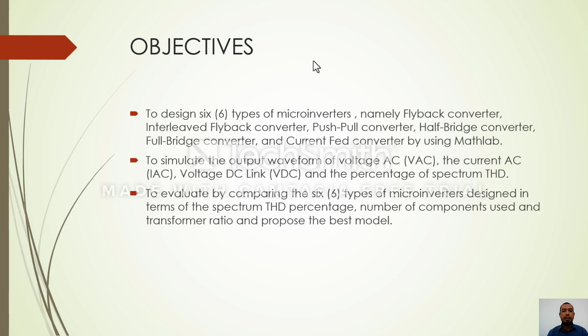The objective of the study: first, to design 6 types of microinverters, namely flyback converter, interleaf flyback converter, push-pull converter, half-bridge converter, full-bridge converter, and current-fed converter by using MATLAB. Second, to simulate the output waveform of voltage VAC, the current IAC, voltage DC link VDC, and the percentage of spectrum THD. Number 3, to evaluate by comparing the 6 types of microinverter design in terms of the spectrum THD percentage, number of components used, and transformer ratio, and propose the best model.